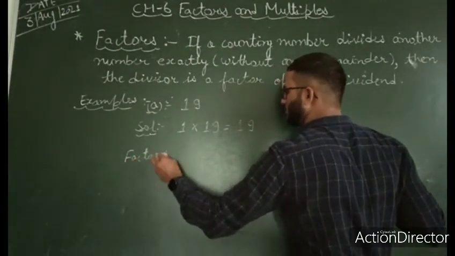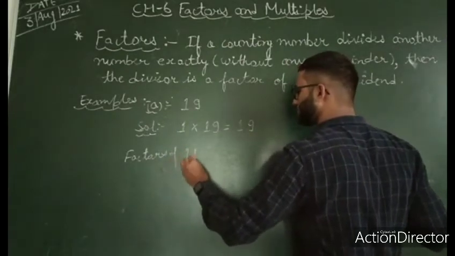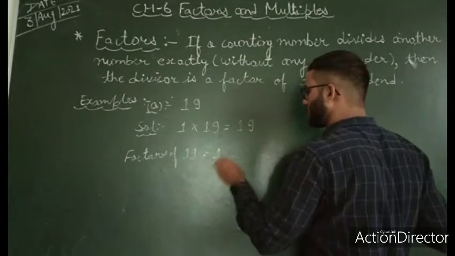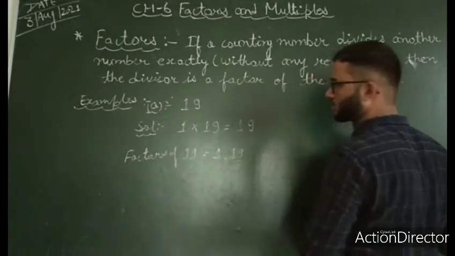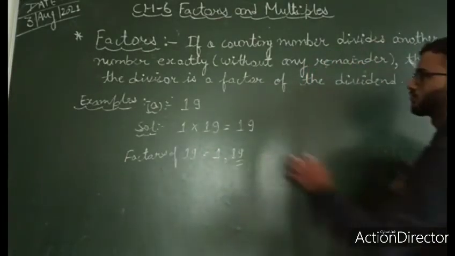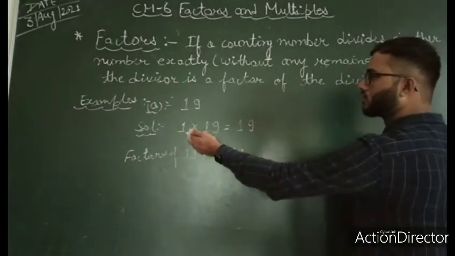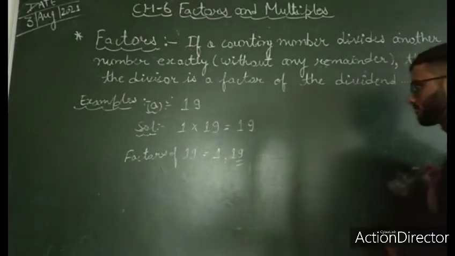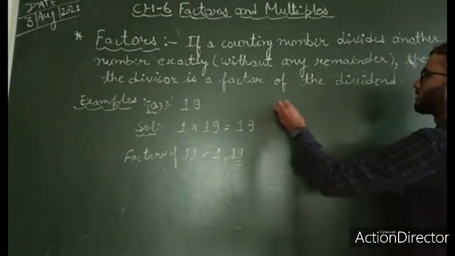Factors of 19 is equal to 1 and 19. Right, 1 and 19 only. Because 1 multiplied by 19, here we get 19, and 19 ones are 19. Now here we check another number.